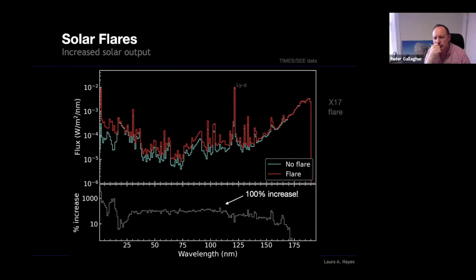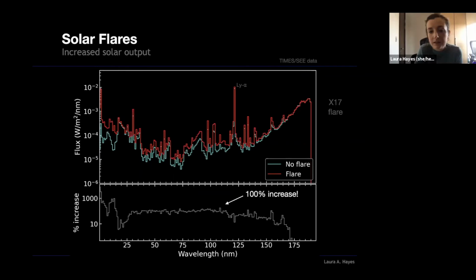Okay, I guess I would have thought that Lyman alpha would have increased, because Lyman alpha comes from the chromosphere, comes from the flare ribbons. I just would have thought that it would, but maybe while integrated over the whole sun, it's not as prevalent.